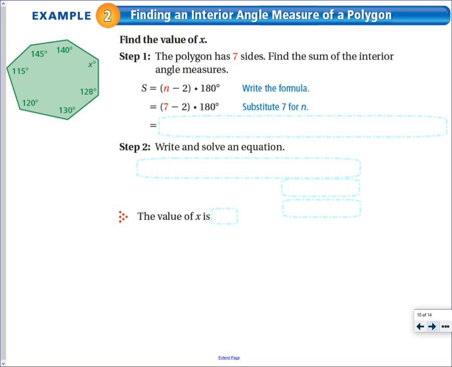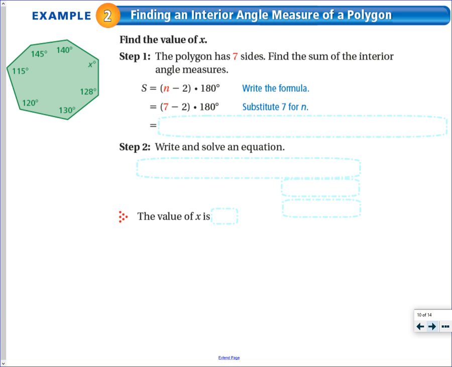In a problem like this, we've got this 7-sided polygon. By the way, 7 sides also means 7 angles. So if you count up how many angles there are, there's 7, and there's also 7 sides. That's a heptagon. So I would start by figuring out the total of all of the angles in a heptagon.